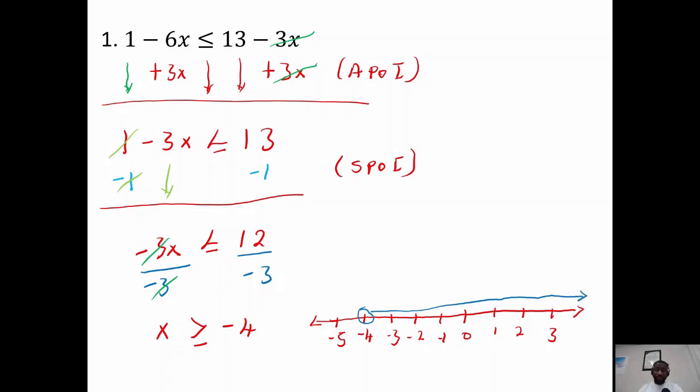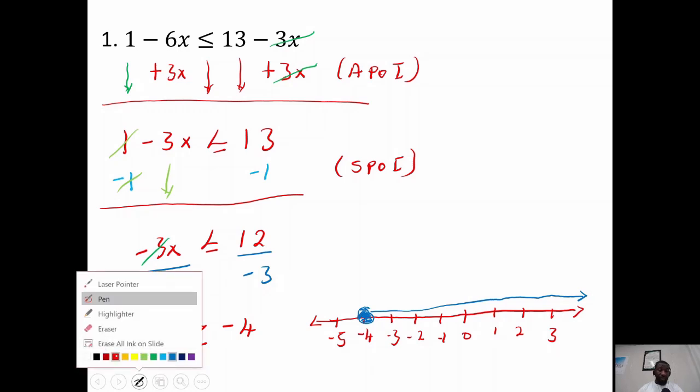And since it's greater than or equal to, in the circle we make it a closed circle, right? Because of the bar under it. If the bar were not there, then you leave it as open. Because it's closed, it means negative 4 is part of the solution. All right.